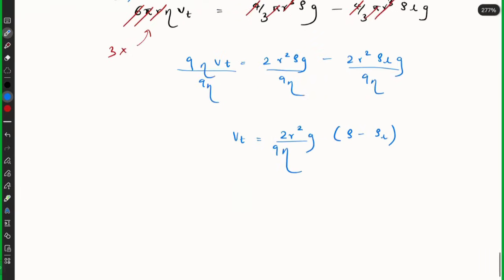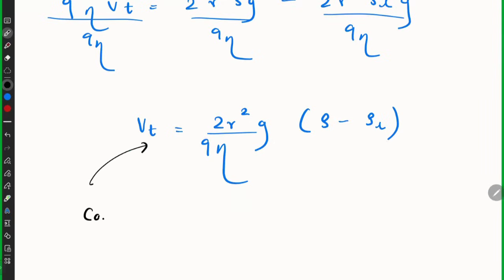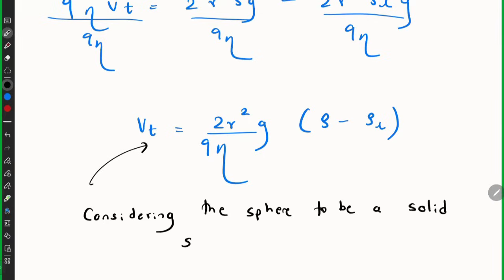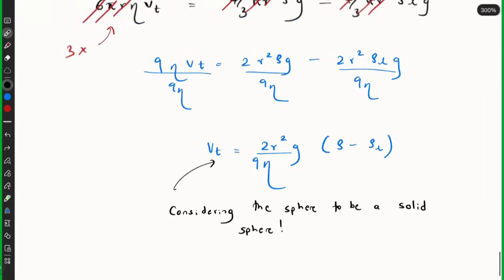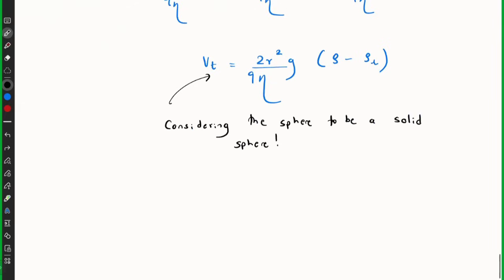But remember, we proved this assuming what? Considering the sphere to be what? A solid sphere. Clear? If it's a cavity, you have to think about the net density then. You can apply this equation as well to a cavity sphere. Then the definition of your density has to be a net density. Is that clear? This rho has to be a net density, all right? Okay, I hope everybody's fine up to that extent.